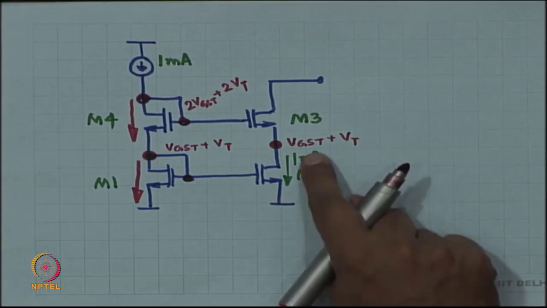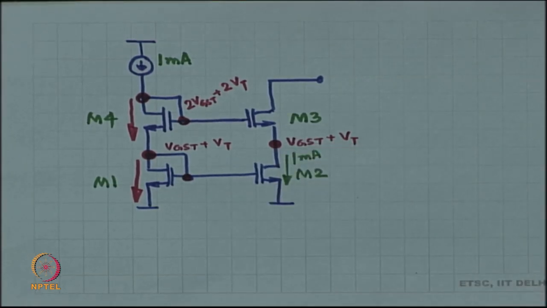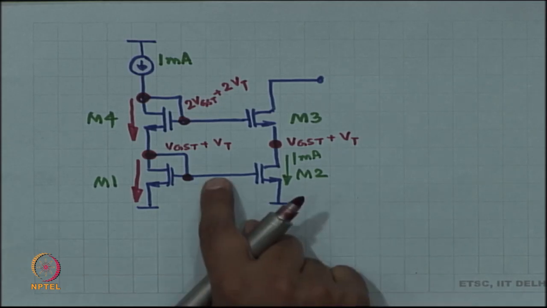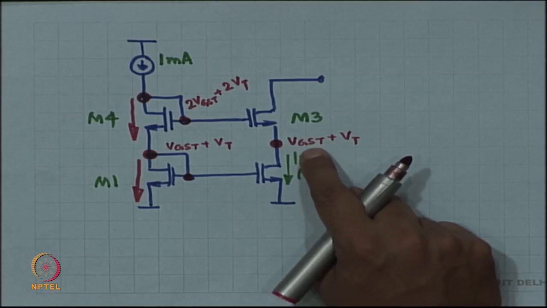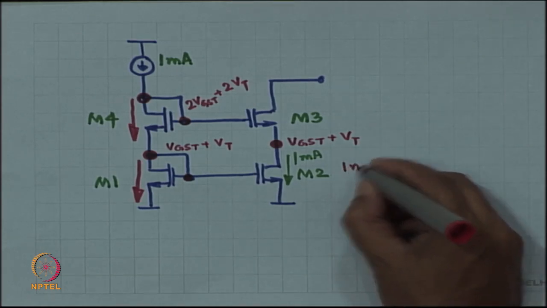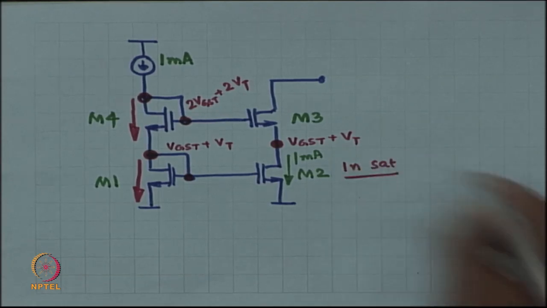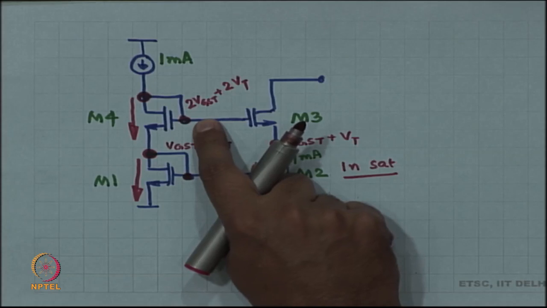Fantastic, right? VGST plus VT. What does this mean? Is M2 in saturation or not? M2 is in saturation. Why? Because the drain to source voltage is equal to VGST plus VT, which is certainly more than VGST. So M2 is certainly in saturation, guaranteed to be in saturation.